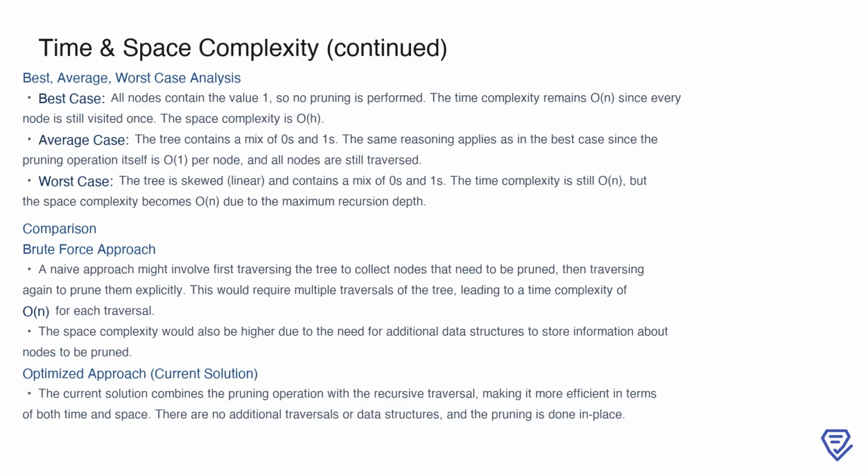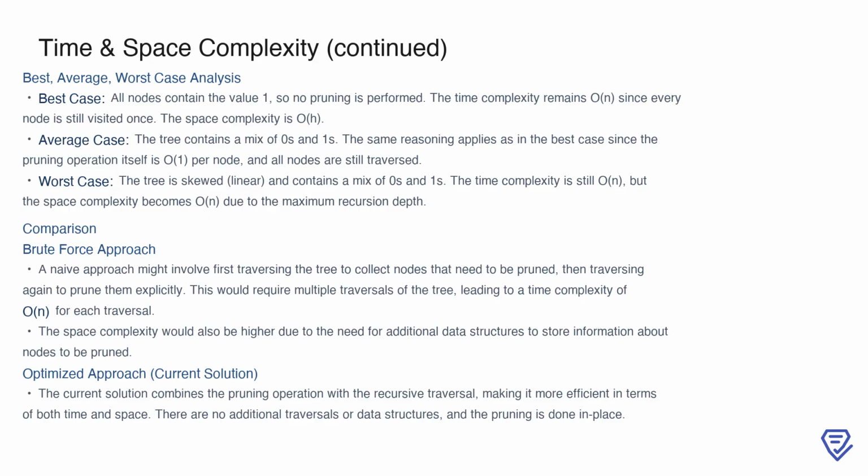In an average case scenario, the tree contains a mix of zeros and ones. The pruning operations themselves are O(1) per node, so the time complexity still remains O(n), since all nodes are visited during traversal. The space complexity is again O(h), as the recursion depth depends on the tree height. The worst-case scenario occurs when the tree is completely skewed and contains a mix of zeros and ones. While the time complexity remains O(n), the space complexity reaches O(n), because the recursion depth in a skewed tree matches the total number of nodes.